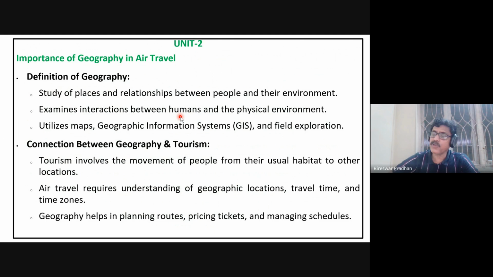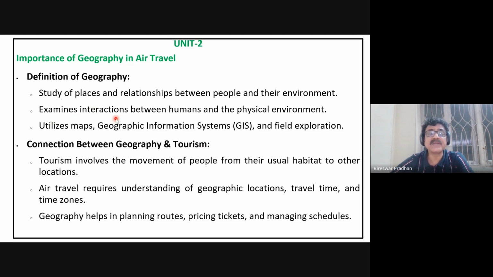Now, when we are talking of geography, geo means Bhumi or earth, and graphy means we are crafting something. Here we refer to the study of places and the relationship between people and their environment. When we talk about the definition and characteristics of geography, we study what about the place, and the relationship between people and their environment.